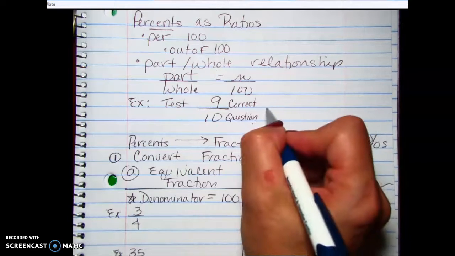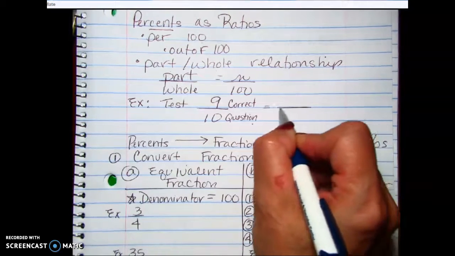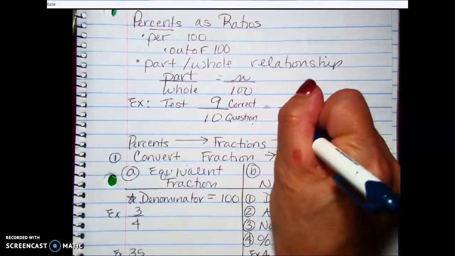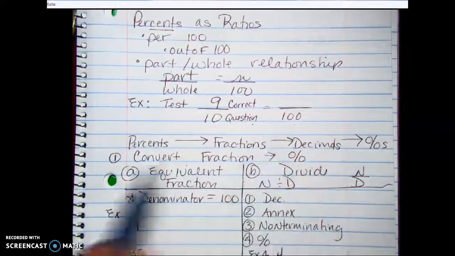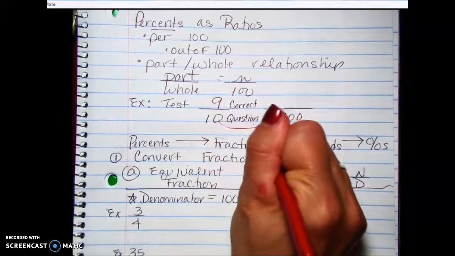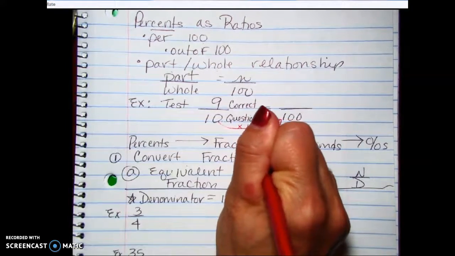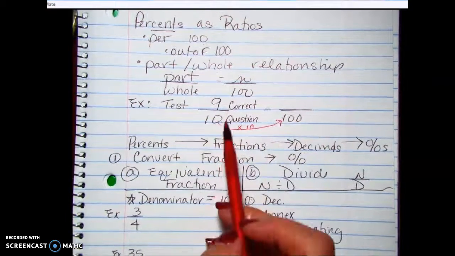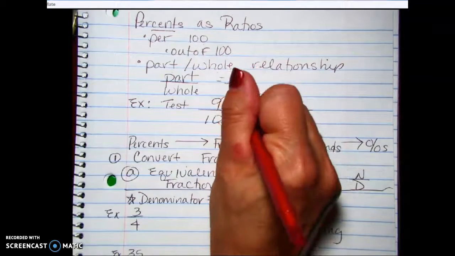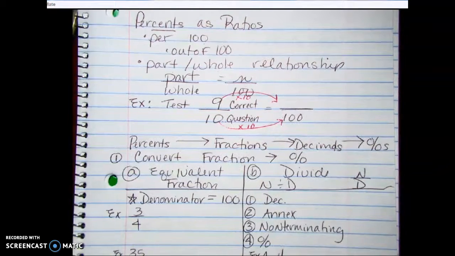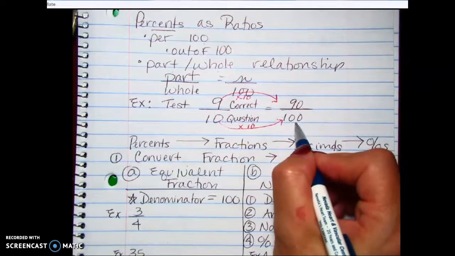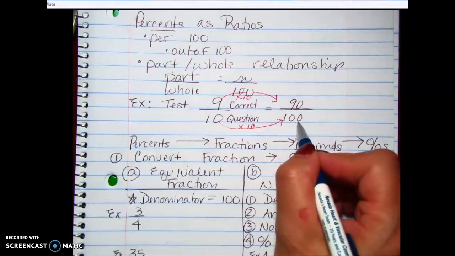So we worked with equivalent fractions. So if percents mean per 100 or out of 100, if I were to make an equivalent fraction, what would I have to do to 10 to get 100? Well, I would have to multiply by 10, 10 times 10 to get 100. And as usual, whatever I do to my denominator, I do to my numerator. So I would multiply by 10, and I end up with 90. So that would be 90 out of 100, or 90%.